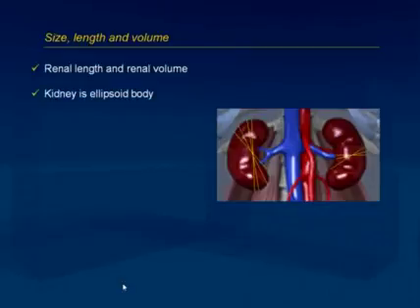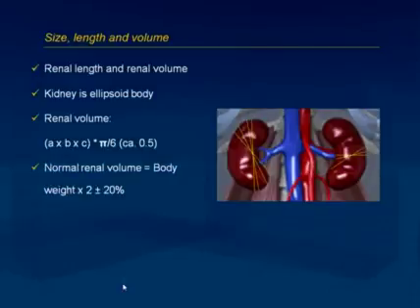renal volume. The kidney is an ellipsoid body, so there is a mathematical formula to approximate the volume of an ellipsoid body, such as a native kidney or a kidney transplant, and this is the formula. It will be length times breadth times depth times pi divided by 6. The mathematical number pi divided by 6 usually equates to roughly 0.5, so A times B times C times 0.5 is a good estimation of the renal volume. And the normal renal volume in a native kidney relates to body weight, in that the normal renal volume should be body weight of the patient times 2, plus minus 20%.